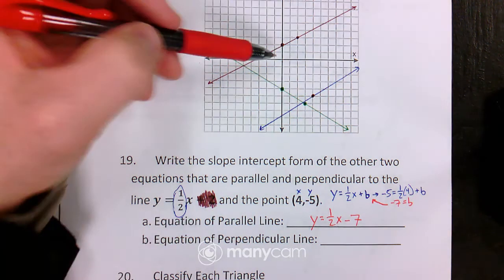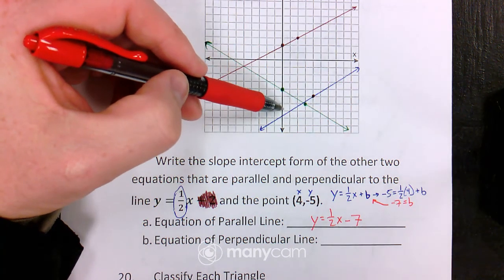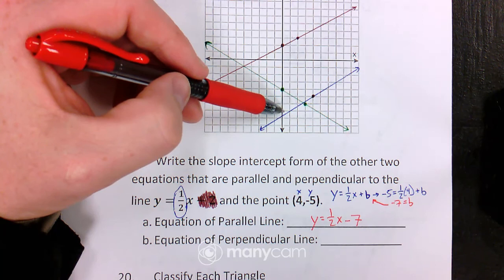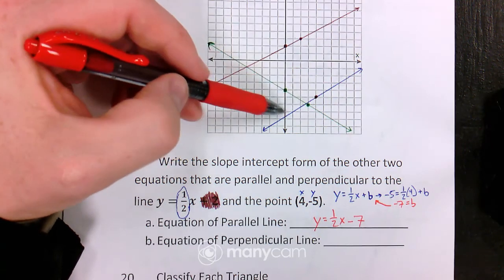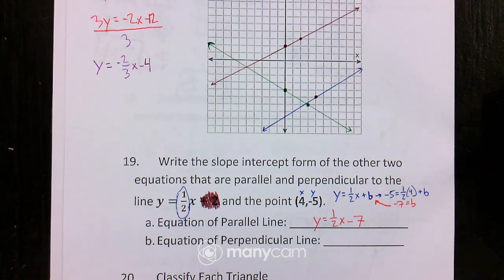So, does that look about right? Let's see. 1, 2, 3, 4, 5, 6, 7. You know, if I drew it better, it probably would have been right here, wouldn't it? Up 1 over 2, up 1 over 2, yeah. That looks about right.